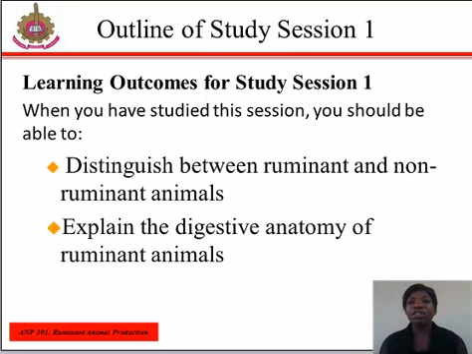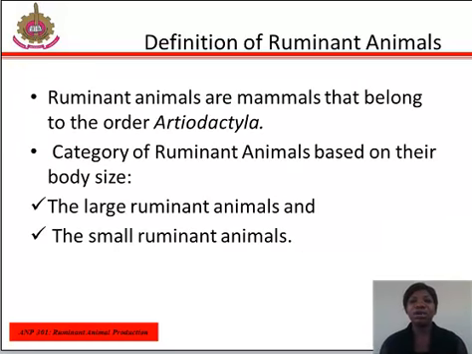At the end of this study section, you should be able to distinguish between ruminant and non-ruminant animals. You should be able to explain the digestive anatomy of ruminant animals. Let's discuss this learning outcome one after the other.